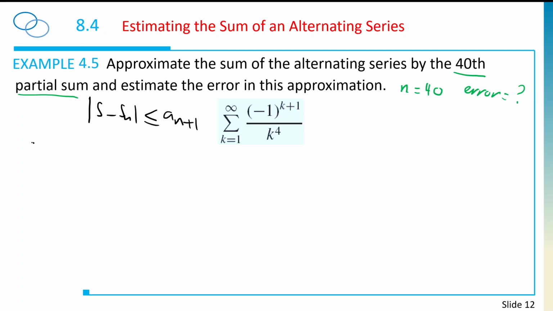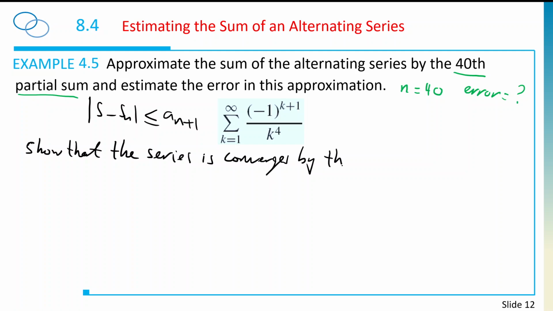You need to show that the series converges by the alternating series test. Okay, we need to show that this already converges in order to find the approximation. Okay, it's an easy task. You can easily check that. Now, we need to find the error.